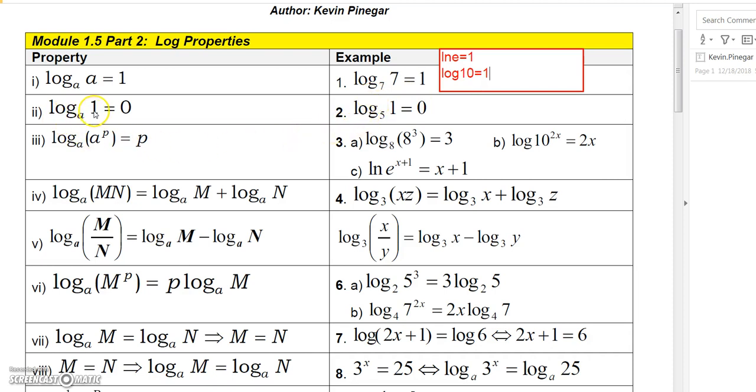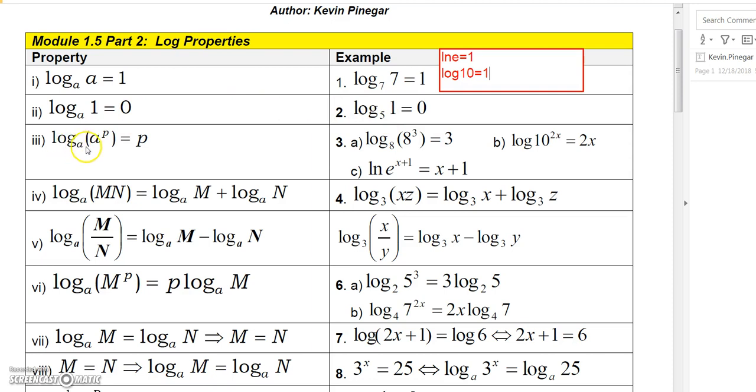The next property says that the log of 1, regardless of the base, is always 0. So the log of 1 base 5 is 0, and it doesn't matter what the base is, the log of 1 is always 0. That's because if you take the base and raise it to the 0 power, you always get 1 regardless of what the base is.